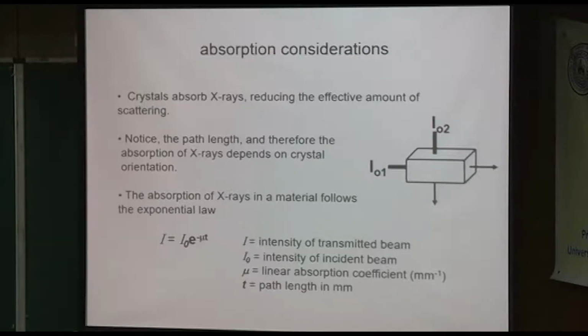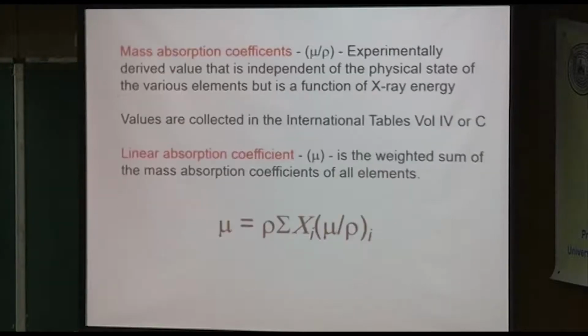But anyway, so let's consider what happens then if you consider these values. Now, International Tables Volume C has a lot of this information, but you can also get it on the web, and these values are updated constantly by computational people. The mass absorption coefficient is something that's attributed to the element itself, but the linear absorption coefficient takes into account the weighted averages of all of the elements that are present.